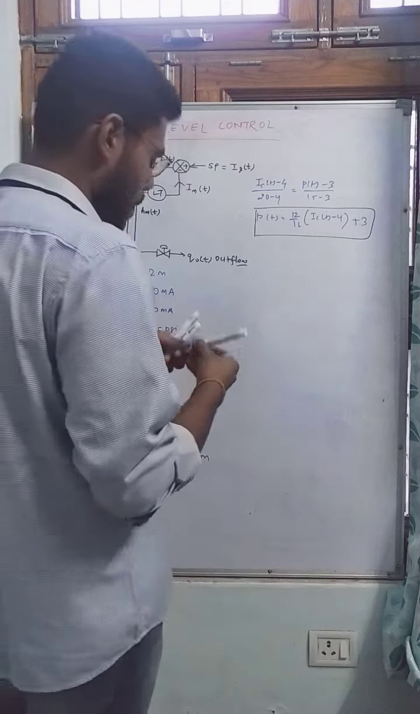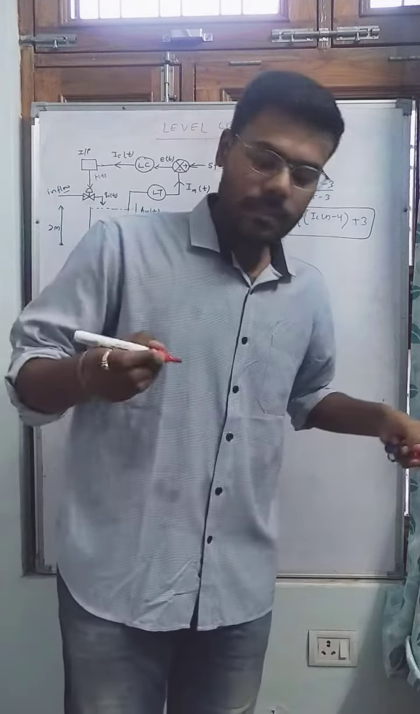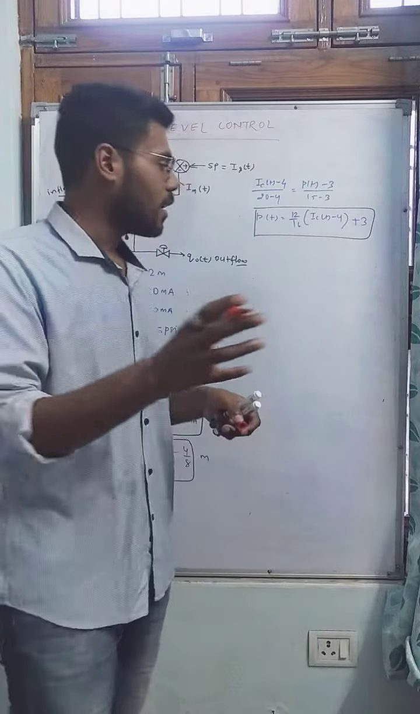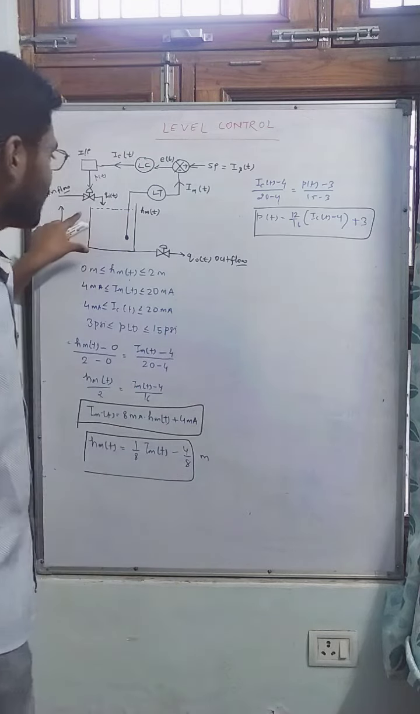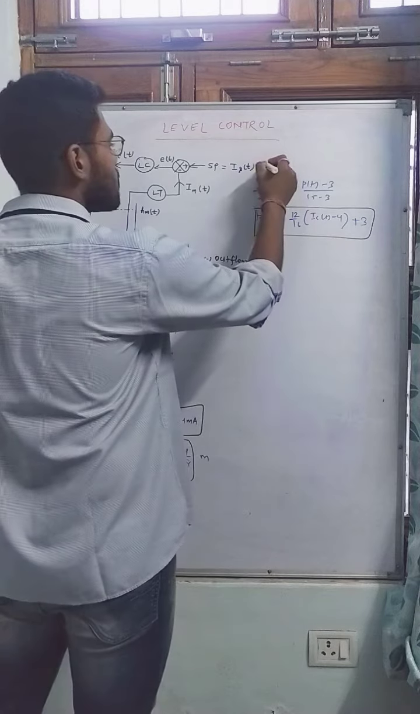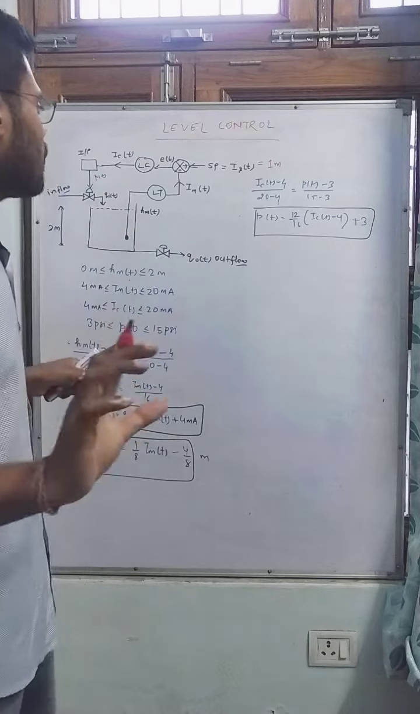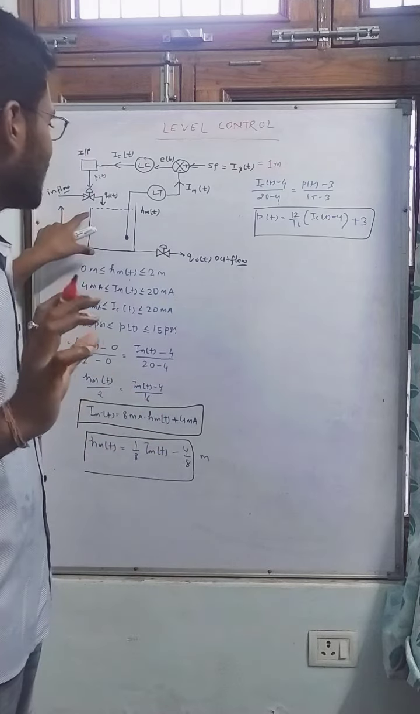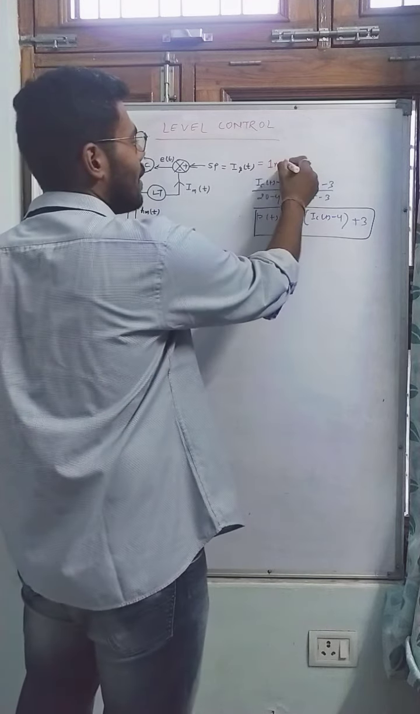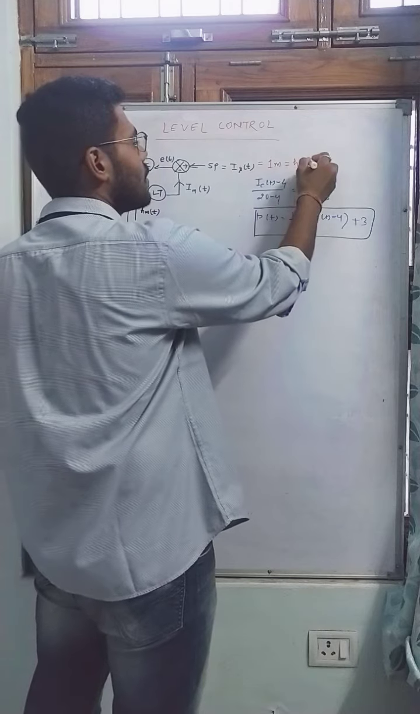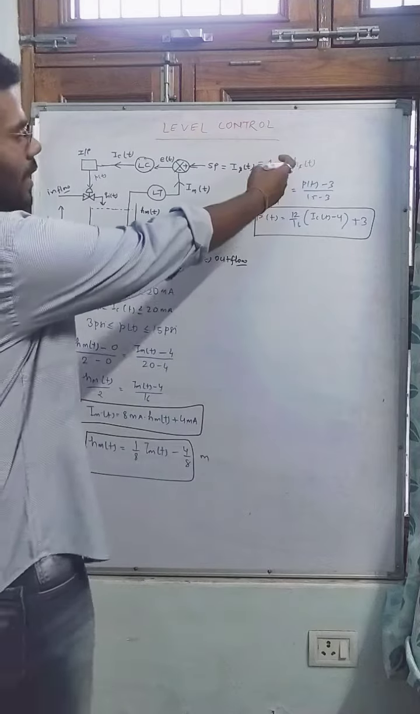Okay, now someone enters the control room, an engineer, and decides that today's set point for this tank is 1 meter. He decided that we have to maintain the height of the liquid filled in this tank up to 1 meter. That means our set point in terms of height is 1 meter. I can consider it as HST, the set point.